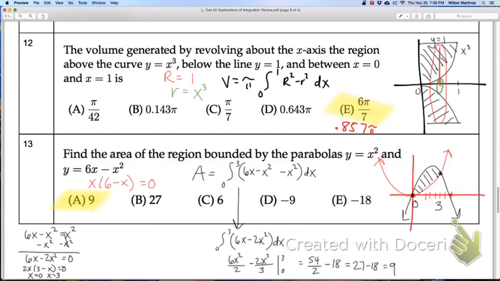So again, that one probably is not going to appear in the non-calculator section, but why not just get some practice doing it? So 9 is the correct answer for the area between those two curves. All right, let's look at number 14.